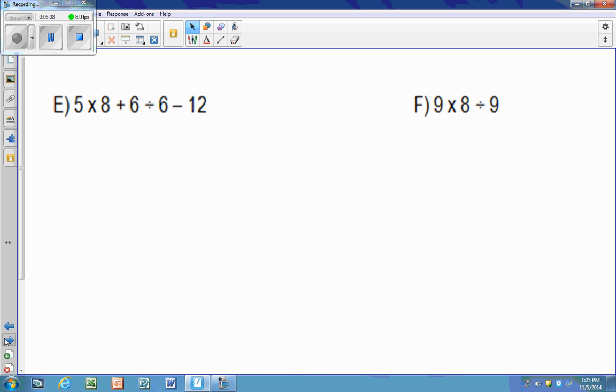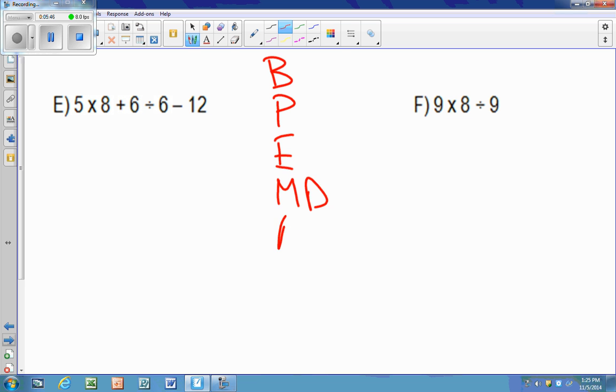Now we're getting to have some longer expressions. We still keep our basic B Pemdas, and we start with brackets. There are no brackets. Then we go to parentheses, and there are no parentheses. Then we look at exponents. There are no exponents. So then I get to multiplication and division. And we said they happen at the same time, left to right.